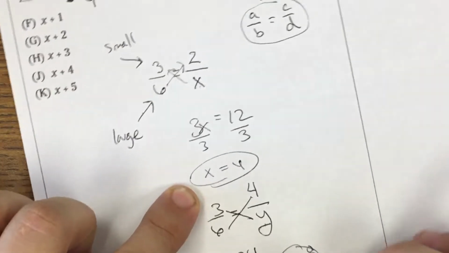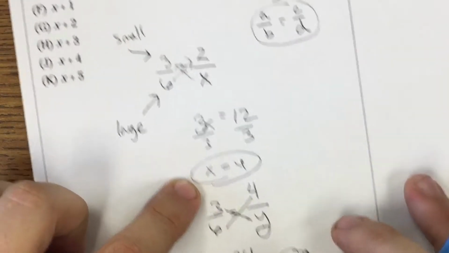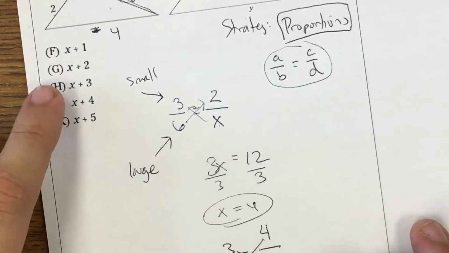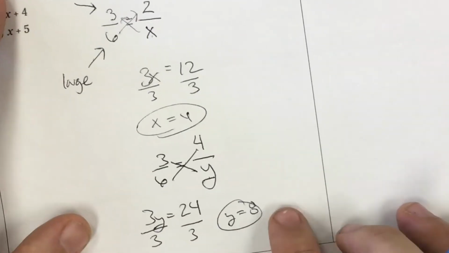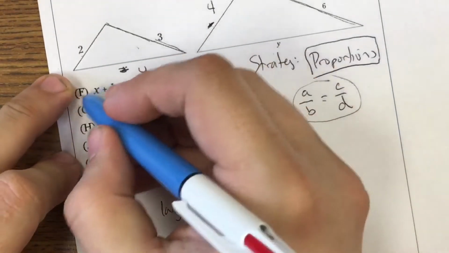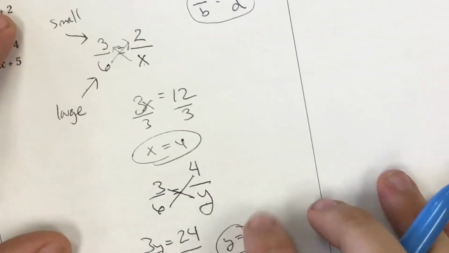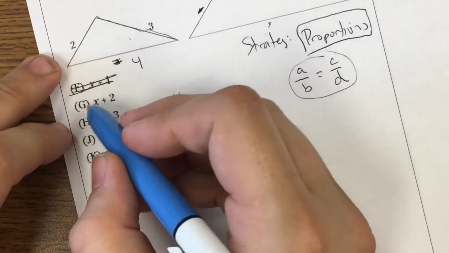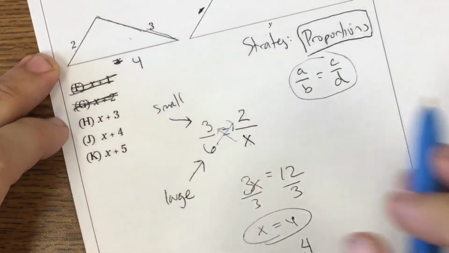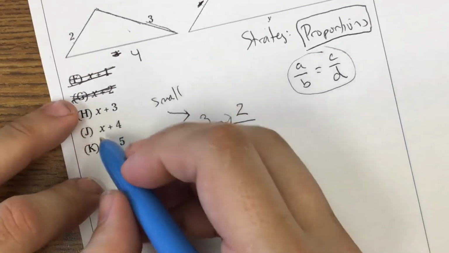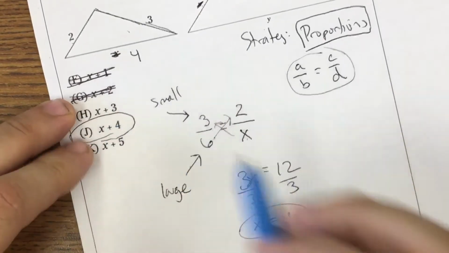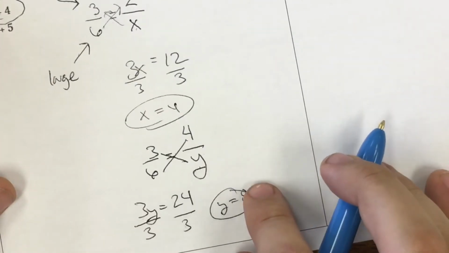We need to go look at our answer choices and see which makes the most sense. So if x is 4, is 4 plus 1 equal to 8? The answer to that is no, so I'm going to cross that out. Is 4 plus 2 equal to 8? Again, the answer is no, so I'm going to cross that out. You're going to use a similar strategy until you realize that 4 plus 4 is equal to 8.